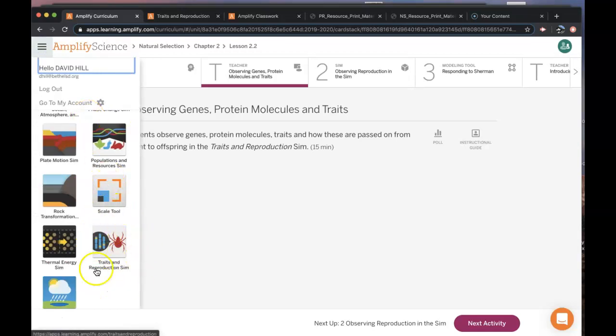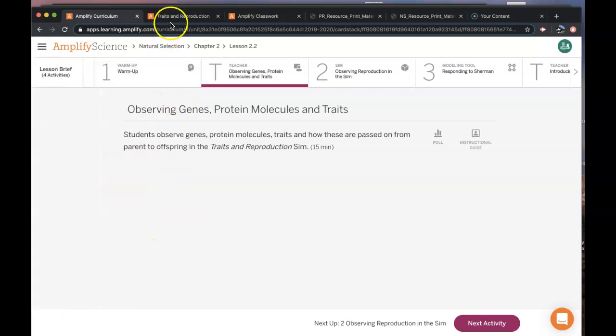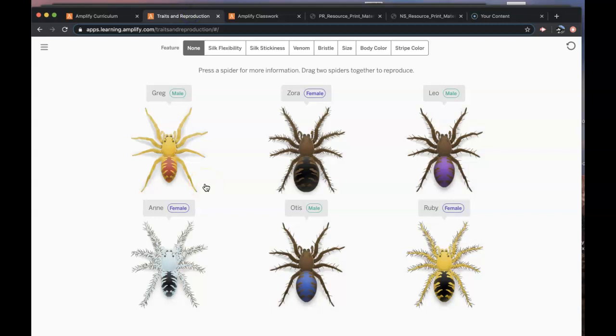Anyways, we are going to look at the traits in reproduction sim. So in the warm up, you saw some spiders, and that came from the unit traits in reproduction, which the current 8th graders did not get to do. The 7th graders, I don't think they did it last year either, so it's just the 6th graders that did it this year. It's just the way it worked out.